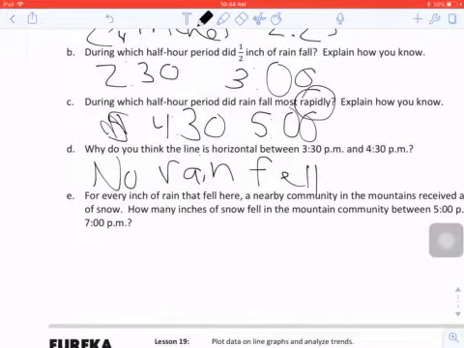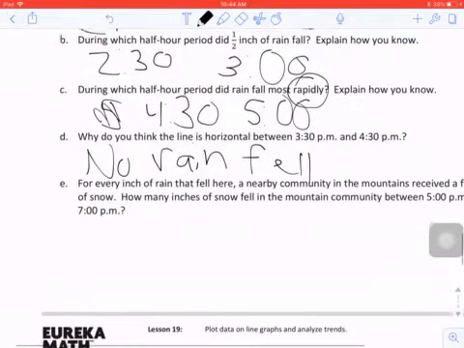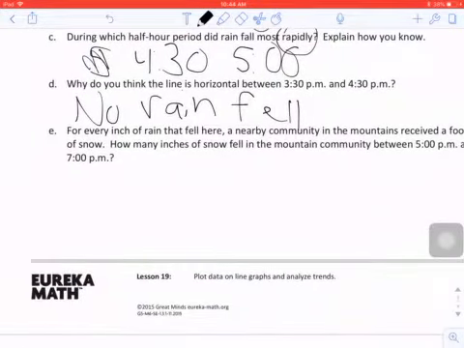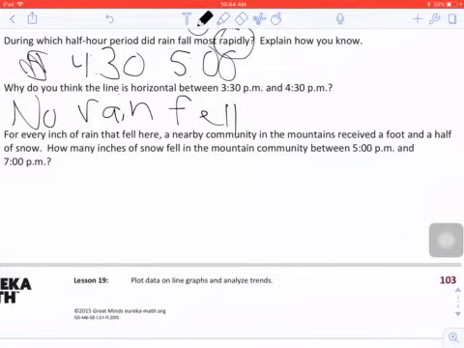to 4:30 p.m. For every inch of rain that fell here, a nearby community in the mountains received 1.5 feet of snow. So I'm going to highlight that. So for every inch, the mountains received 1.5 feet of snow. How many inches of snow fell in the mountain community between 5 p.m. and 7 p.m.?